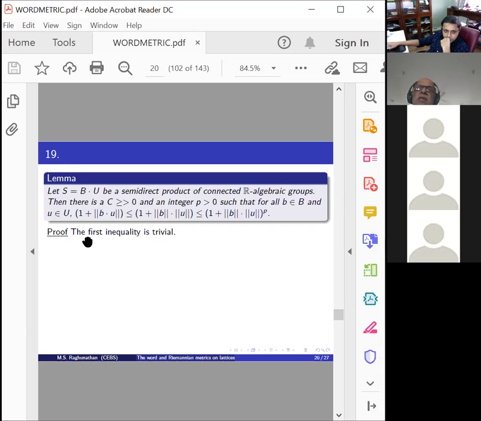Okay, here is a lemma. Suppose S is an algebraic group, which is a semidirect product B times U, where B and U are connected algebraic groups. Then there is a constant C greater than 0 and an integer P greater than 0, such that for all B in B and U in U, this inequality holds.